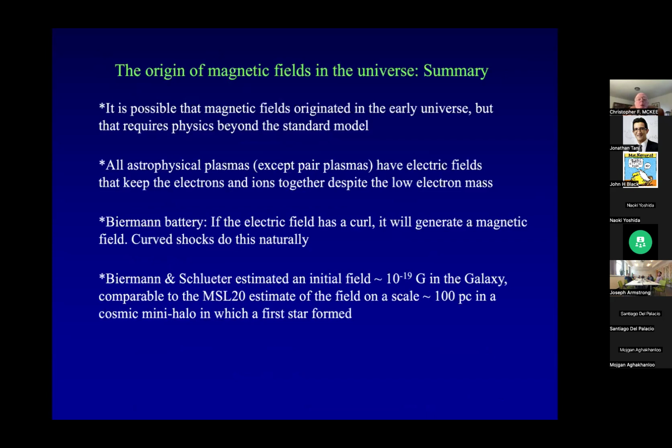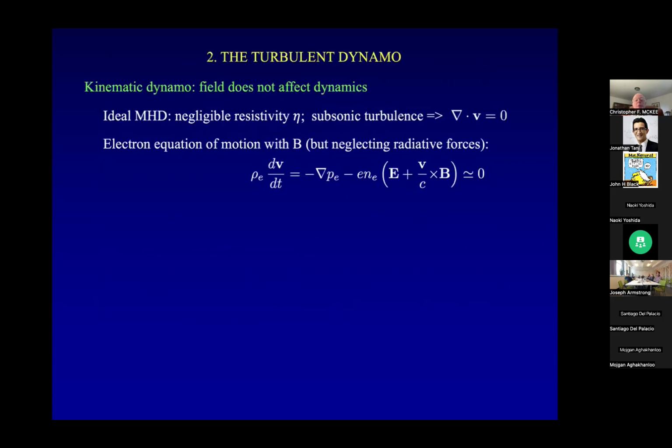Okay, so let me summarize where we are so far. It's possible that magnetic fields originated in the early universe, but that requires physics beyond the standard model. And all astrophysical plasmas, except for pair plasmas, have electric fields that keep the electrons and ions together despite the low electron mass. The Biermann battery is that if the electric field has a curl, it will generate a magnetic field, and curved shocks do this naturally. Biermann and Schlüter estimated an initial field of 10 to the minus 19th Gauss in the galaxy, which is comparable to our estimate of the field that exists on a scale of 100 parsecs in a cosmic mini-halo in which a first star formed.